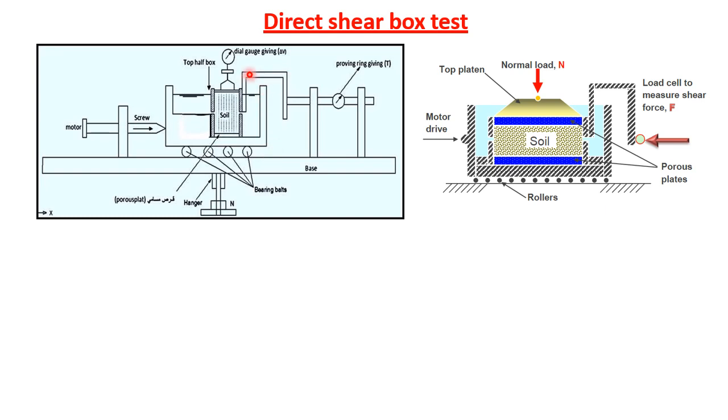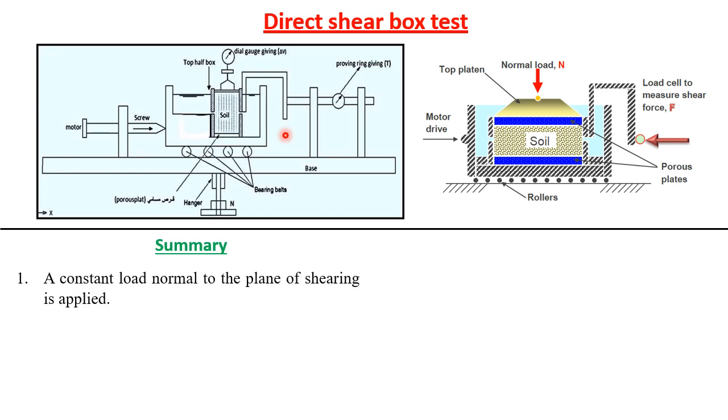In this test, you have a dial gauge which gives the vertical displacement of the soil, and you have a proving ring giving the value of the shear force applied on the upper box. And of course you have a dial gauge measuring also the horizontal displacement of the upper box in this test.